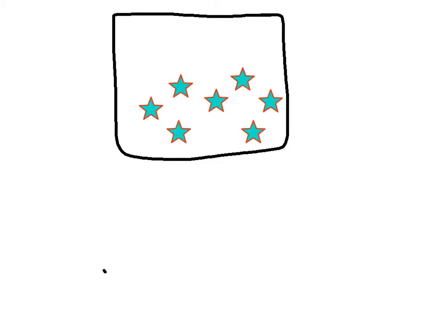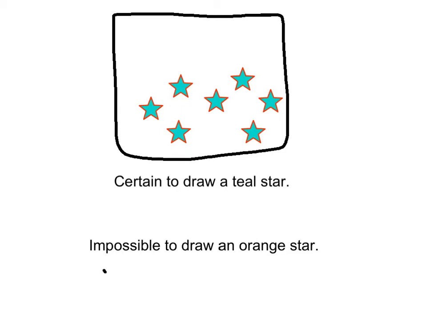Let's try using some of the vocabulary we just talked about. Before you, you have a bag full of teal stars. So if I were to draw a star from this bag, it would be teal. I would be certain to draw a teal star. Now at the same time, I'm certain to draw a teal star, but it would be impossible for me to draw an orange star because there are no orange stars. So in this case, it is impossible for me to draw an orange star.